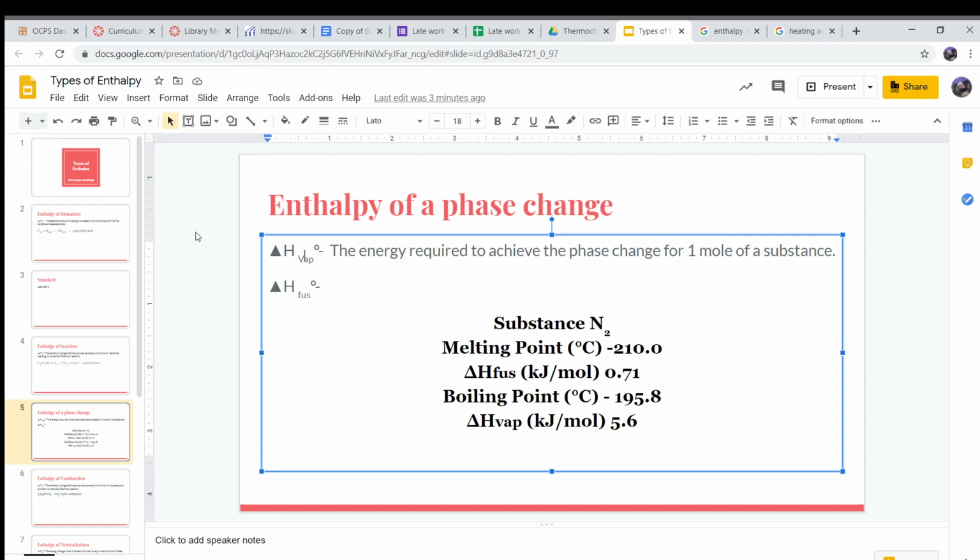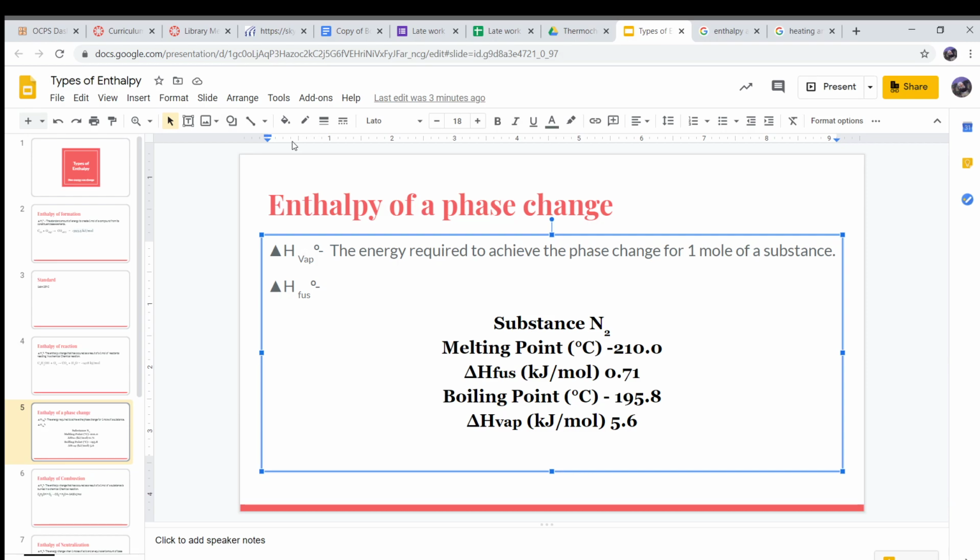I'm going to be perfectly honest. When I was in college doing thermochem, this particular one was a type of enthalpy that a lot of people missed and forgot. If you're doing an enthalpy calculation and it has a phase change in the middle of it, people typically forgot to add the amount of energy that it took for the phase change.